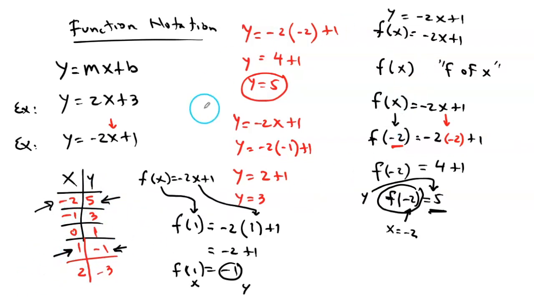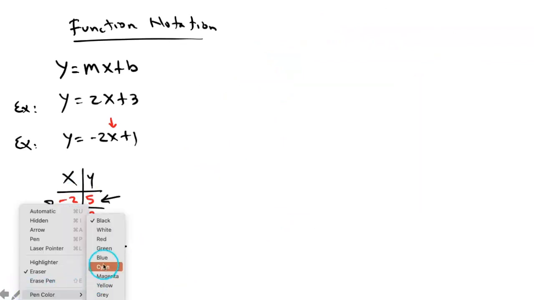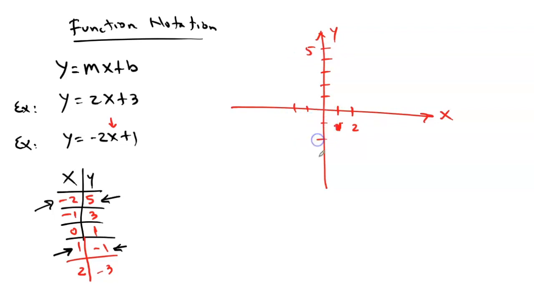Let me get some space here and let's plot these values. So let's graph this function. What do we have here? X and y. We have x values between negative 2 and 2, and then y values between negative 3 and 5. So 1, 2 and negative 1, negative 2 on the x-axis, 1, 2, 3, 4, 5 and then negative 1, negative 2, negative 3 on the y-axis. All right, here we go. Negative 2 and 5: negative 2 is x, 5 is y.